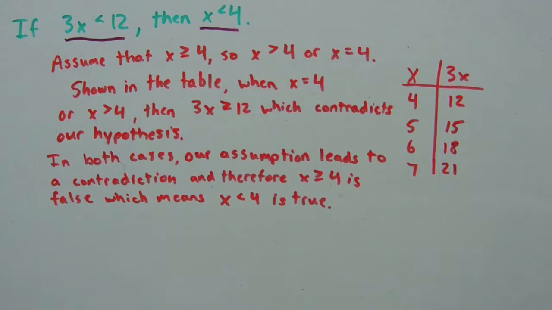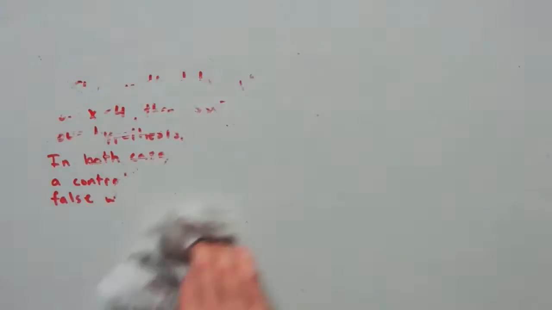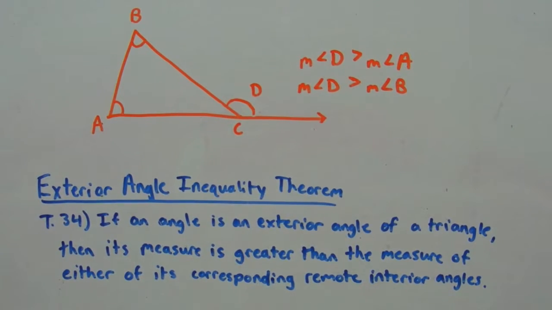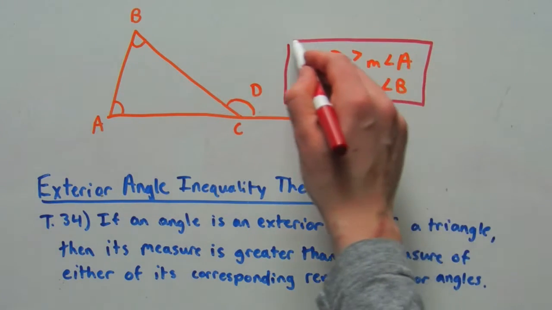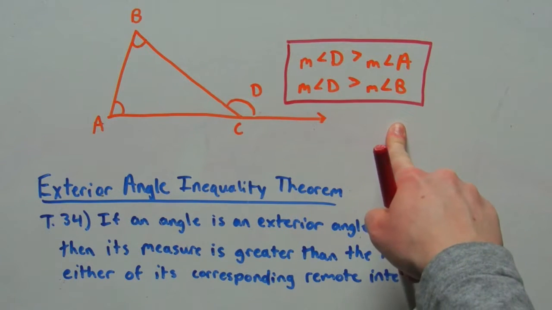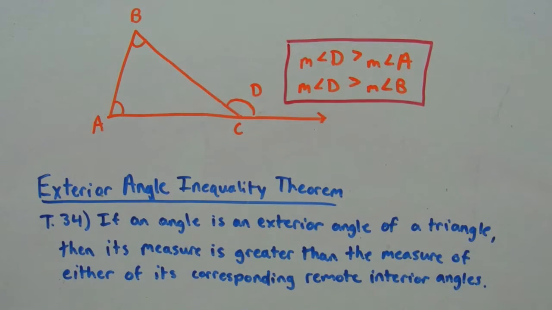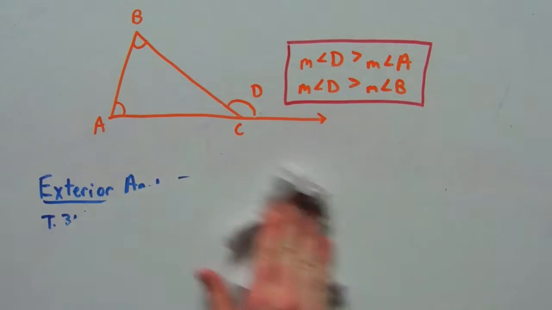Now let's do an indirect proof of the exterior angle inequality theorem. If you remember, the exterior angle inequality theorem says if an angle is an exterior angle of a triangle, then its measure is greater than the measure of either of its corresponding remote interior angles. Given angle D, then this is our conclusion. So step 1, let's assume that that conclusion is false.